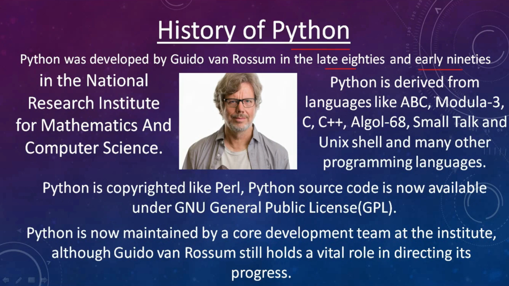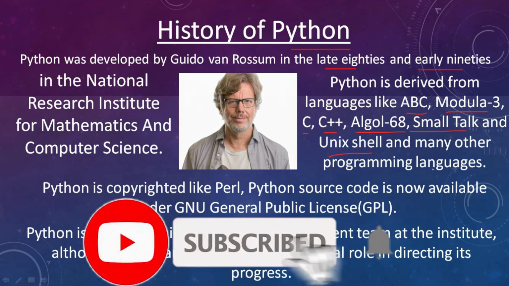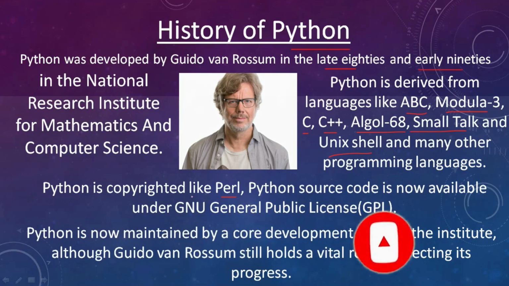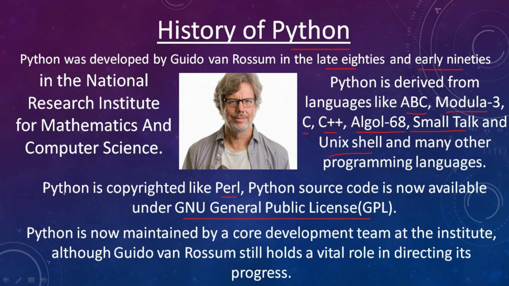Now Python is derived from ABC, Modula-3, C, C++, Algol 68, Smalltalk, and the Unix shell. And there are other languages like Java, and many things. Python is copyrighted like Perl, so it's under the GNU General Public License, GPL. Python is maintained by a code development team at the National Research Institute for Mathematics and Computer Science, which is located in the Netherlands. But Guido van Rossum, who is working at Google, still holds a vital role in directing its progress.